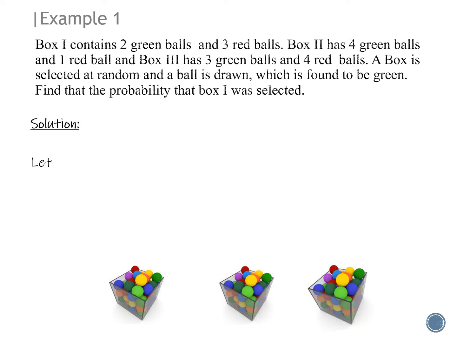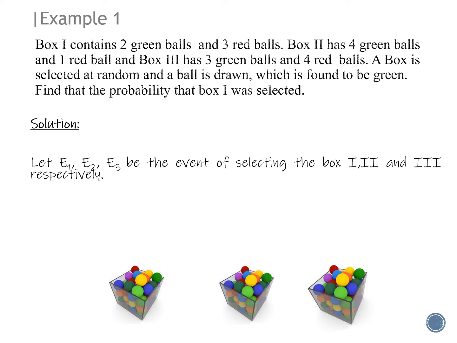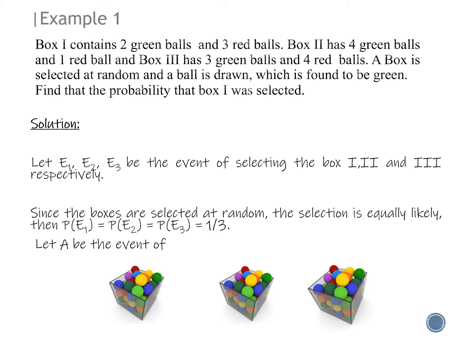Solution. Let E1 be the event of selecting box 1, E2 be the event of selecting box 2, E3 be the event of selecting box 3. As boxes are selected at random and all boxes have equal chances, we have probability of E1 equal to probability of E2 equal to probability of E3, which is equal to 1 by 3.